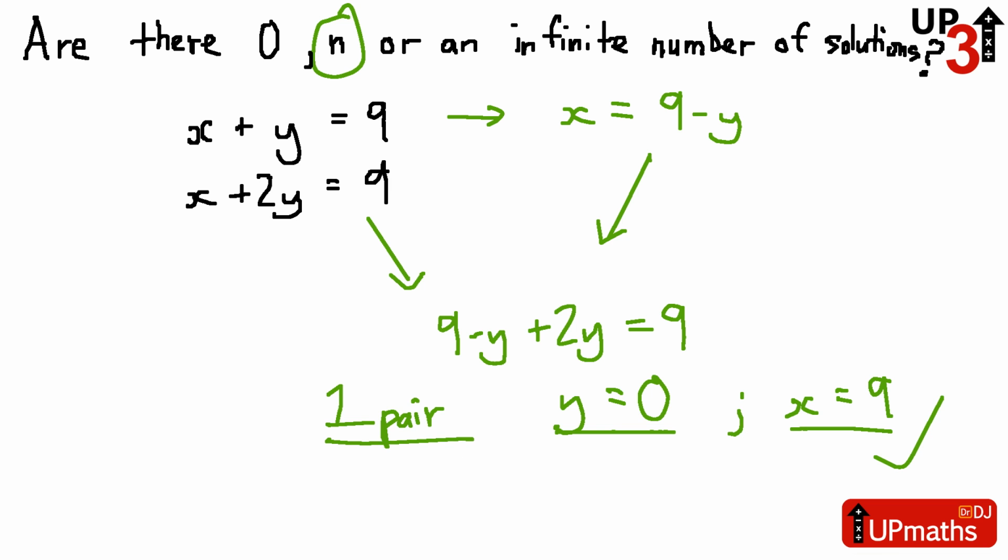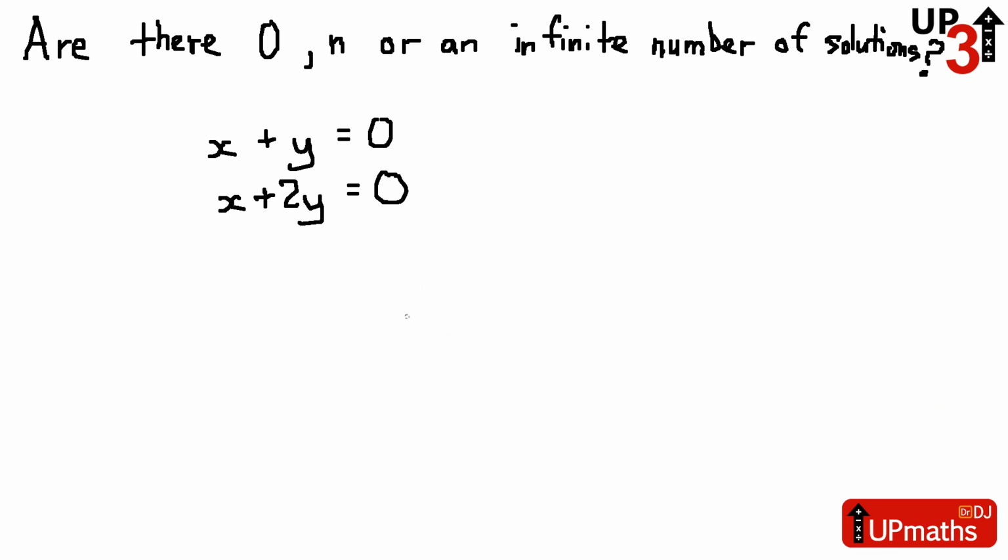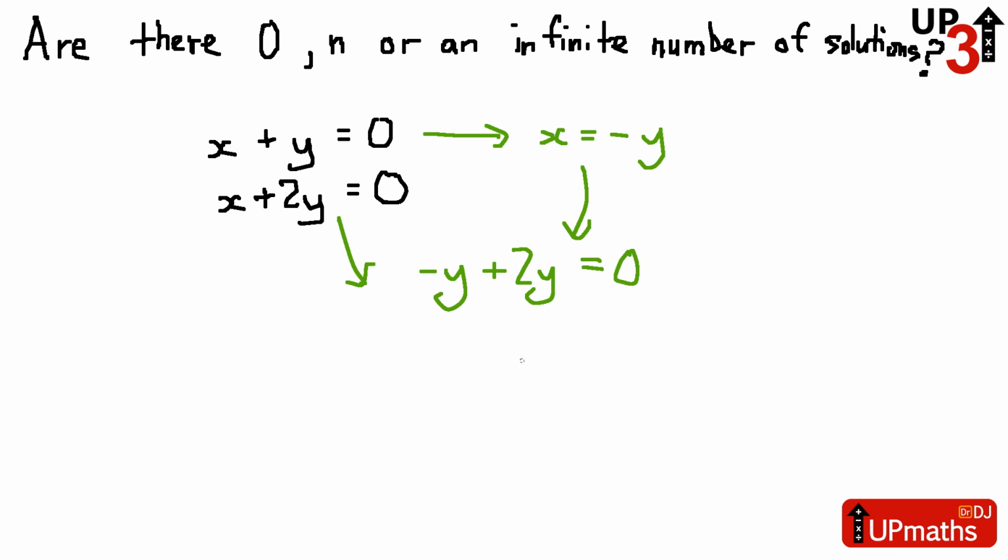Right, let's try the next one. If you didn't the first one, maybe try pausing this one, have a go. Are there 0, n, or an infinite number of solutions? Right, x equals minus y. I'm going to combine these two. I love using arrows like this. I used to do this in exams all the time, and I think it's fine. So that'd be minus y plus 2y equals 0, which means that y equals 0, which means that x equals 0. Okay, that worked as well. So there's n solutions, as in fact, n equals 1, there's one solution.